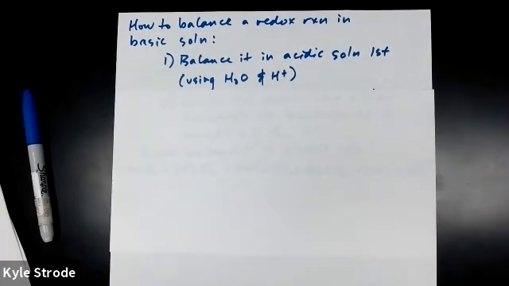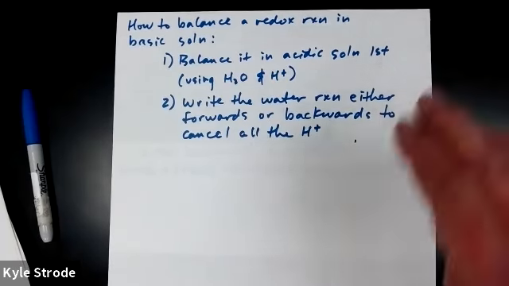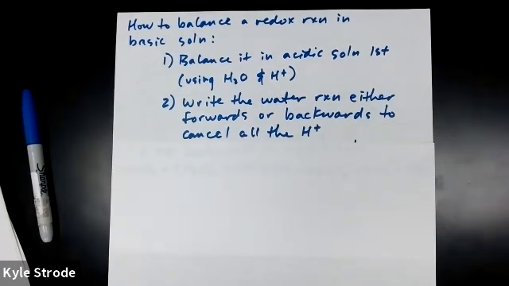Once you have a balanced reaction in what we call acidic solution, where there's extra H+, then what we do is we're going to write the water reaction, that is the water dissociation reaction, either forwards in the direction of water dissociating to make H+ and OH-, or we'll write it backwards to show H+ and OH- coming together to make water. And what we do is we write that reaction multiplied by some factor such that the H+'s cancel. There will be the same number of H+'s on opposite sides.